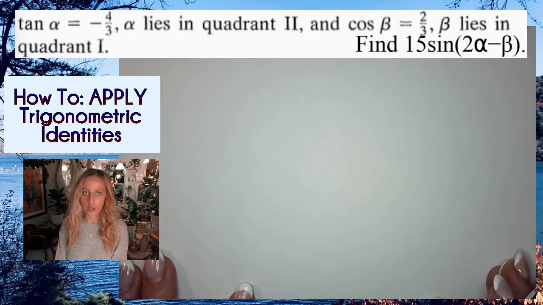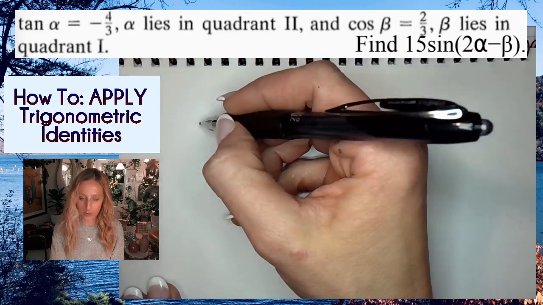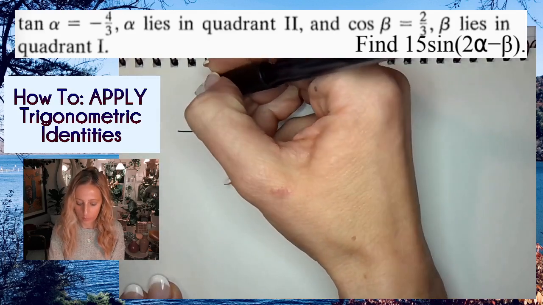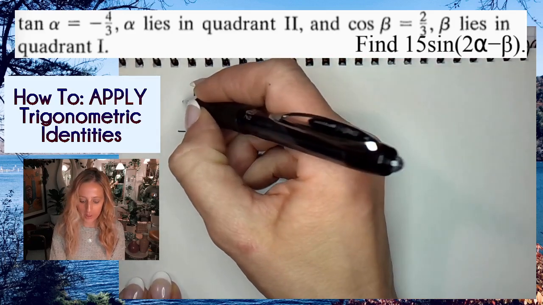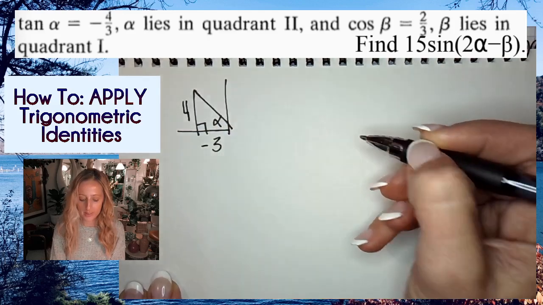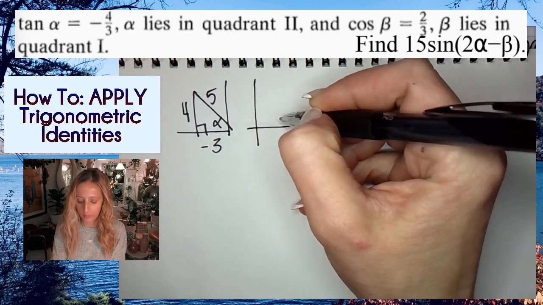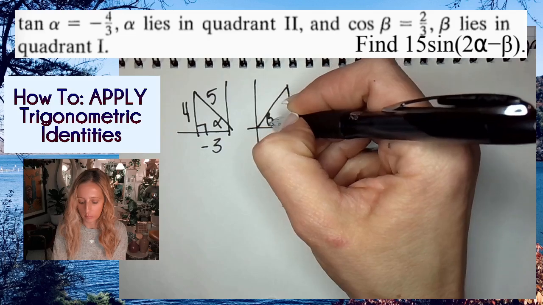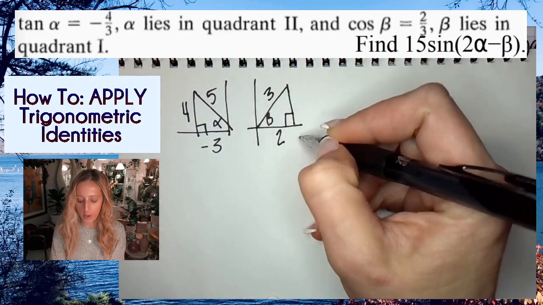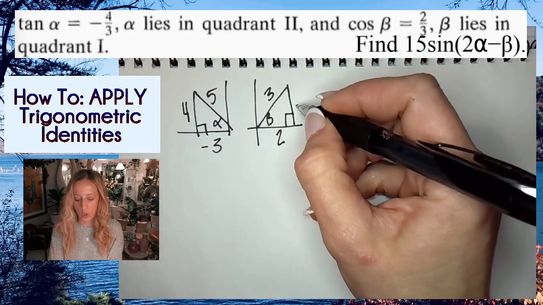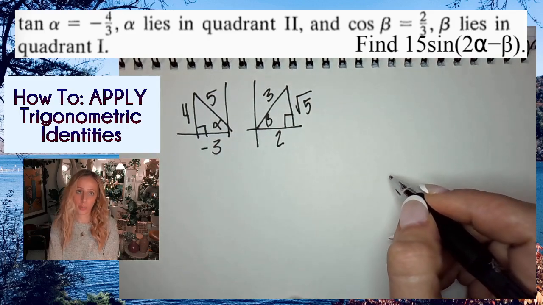We're going to need both reference triangles for this problem. Tan of alpha is in quadrant 2. Opposite over adjacent is 4 over 3. The 3 is the negative. 5 is the hypotenuse. Beta is in quadrant 1, and cosine of beta is adjacent over hypotenuse. 9, take away 4. So that makes this missing side root 5. It's not, excuse me, a Pythagorean triple.